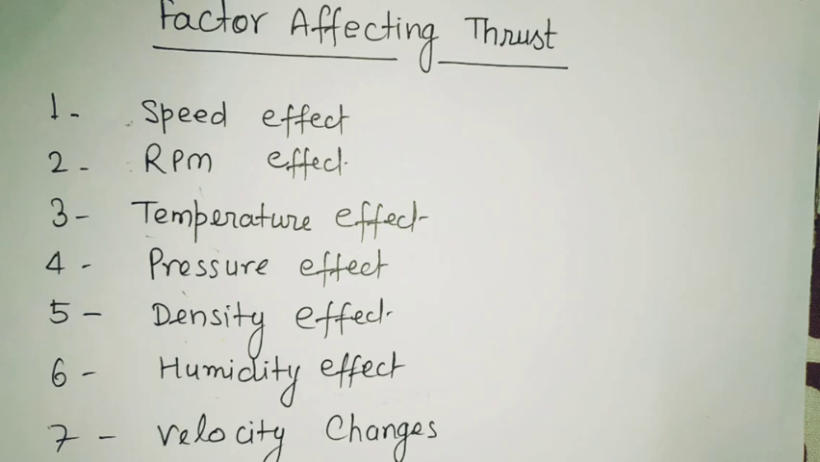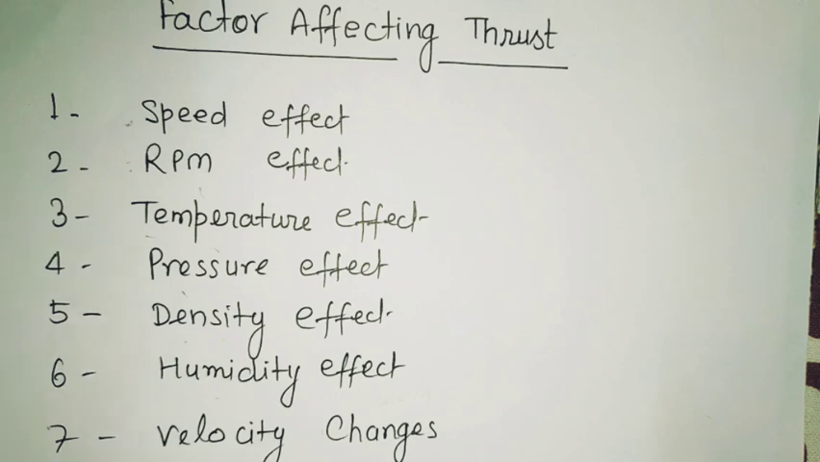Second is RPM. How is RPM affecting thrust? At low RPM, little thrust is developed, and at high RPM, more thrust is developed. At a given RPM, if RPM is changed at higher RPM, it will have more effect on thrust than at low RPM with low thrust. So when engine RPM is increased at a higher rating, that means thrust will increase.